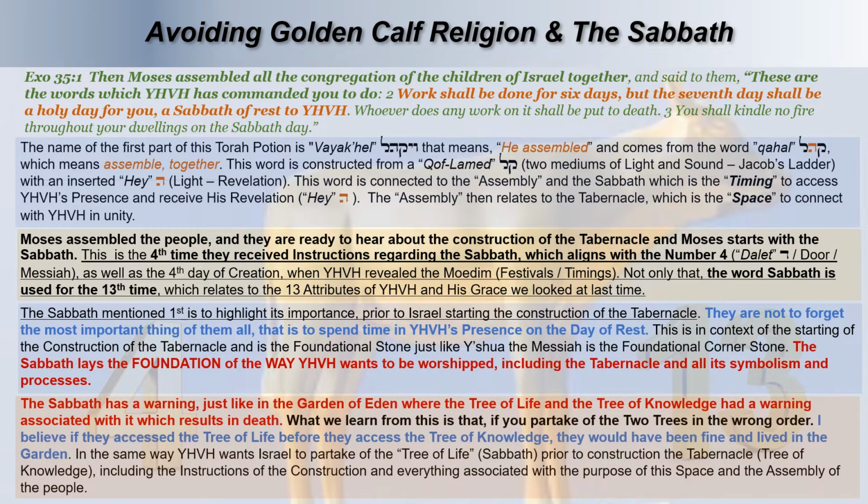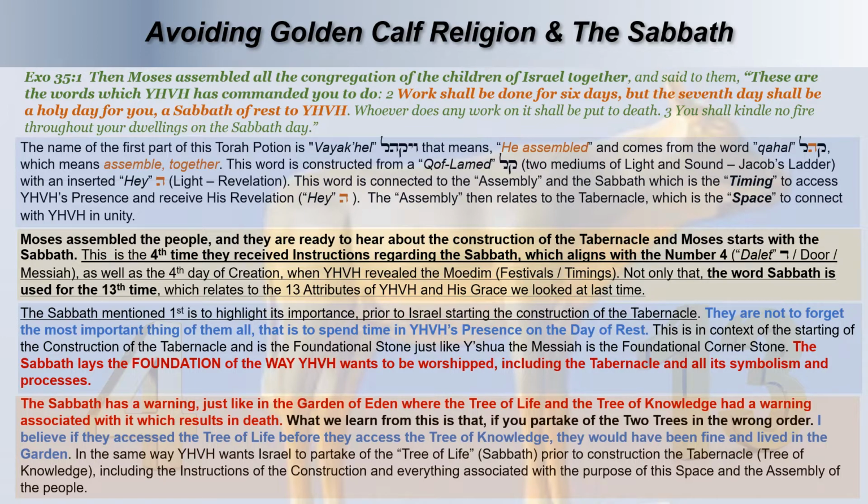One interesting thing is that the Sabbath is instructed for the fourth time in this parashah. Number 4 relates to the letter dalet, which has the meaning door, and that is a symbol of Mashiach. Mashiach, we know, is the doorway that enters into his kingdom eventually, and now we see that the Sabbath is the doorway within time that allows you to enter into Yahweh's presence. What's also interesting is that the word Sabbath is used for the 13th time in this parashah, and that connects to the 13 attributes of Yahweh, and also the 13 attributes of grace, which we looked at last time.